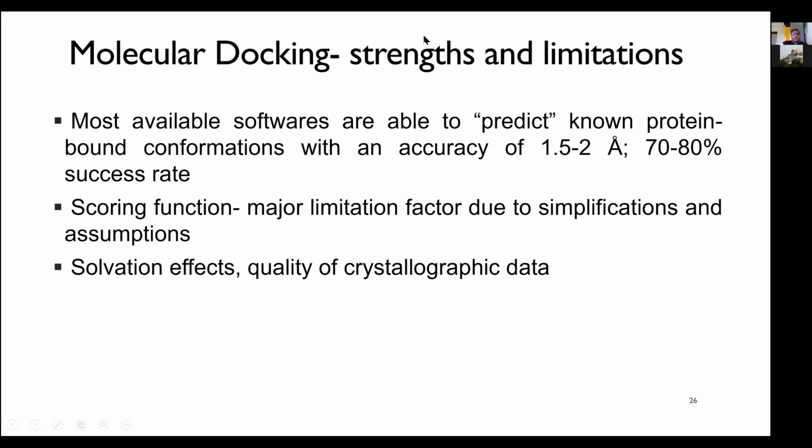Okay. Now, what are the strengths and limitations of molecular docking? Most of the docking software available, either commercially or as academic free versions, has been proven to predict the protein-bound conformation with good accuracy, which means that the RMS deviation is around 1.5 to 2 Angstrom, which is quite good. 70 to 80% is the success rate. They are able to reproduce the experimentally determined protein-ligand complexes with this much accuracy.